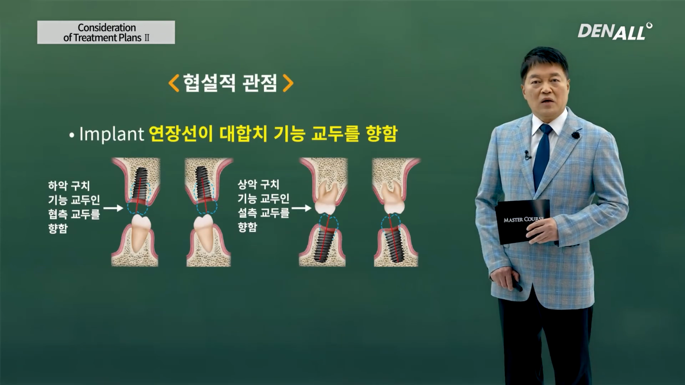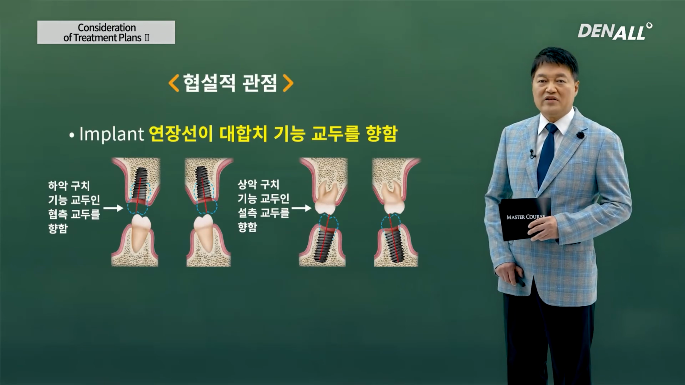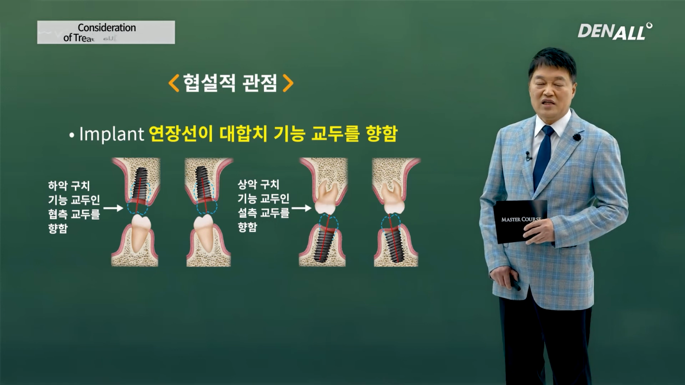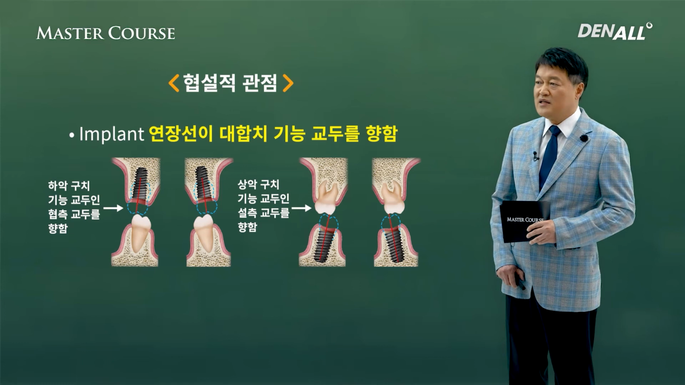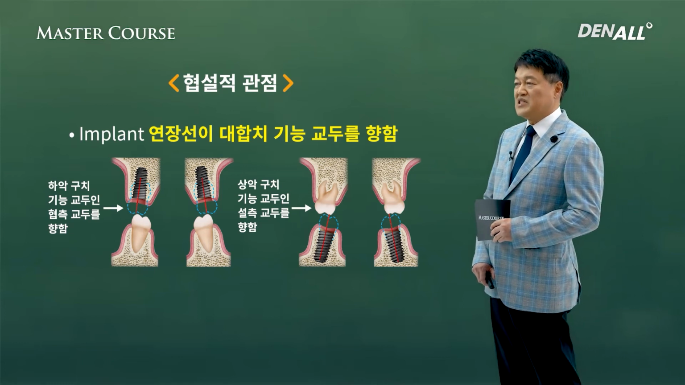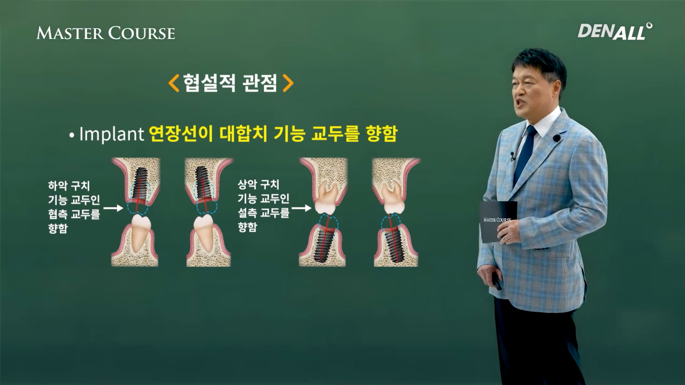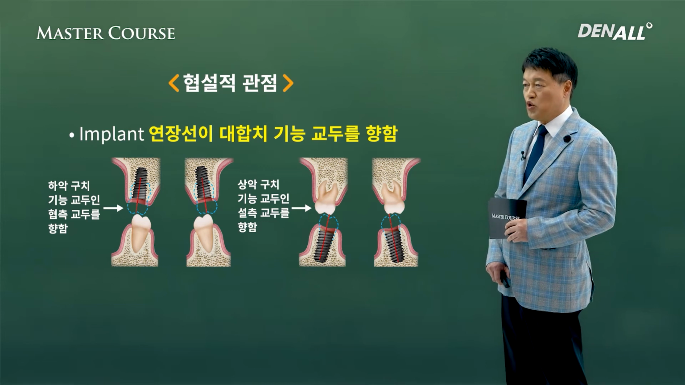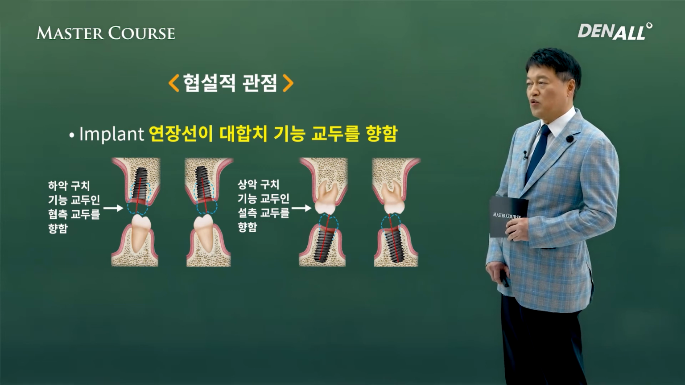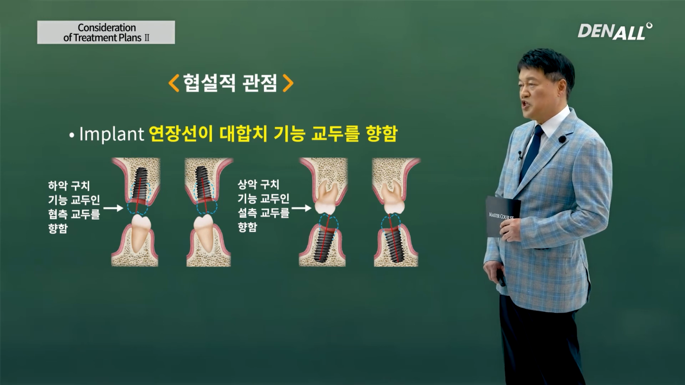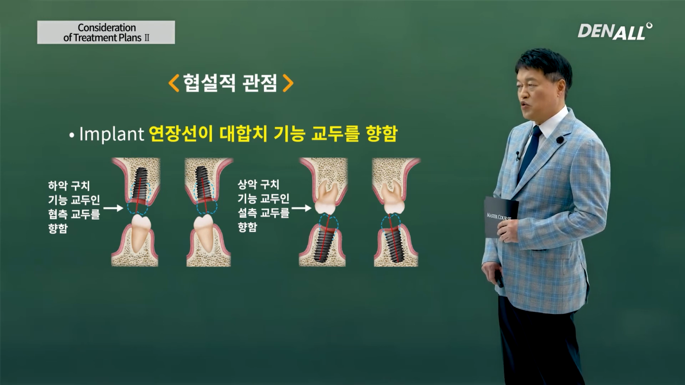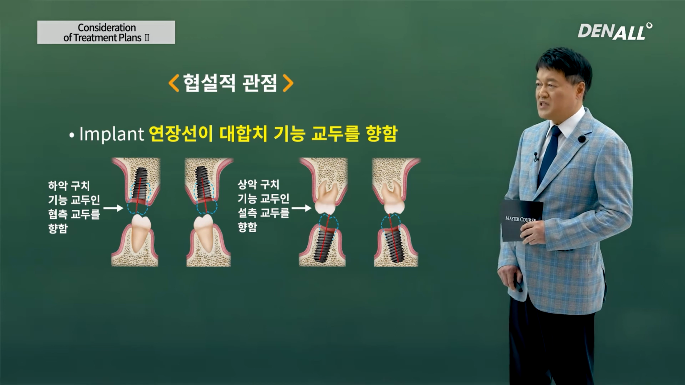From a buccolingual perspective, the extended line from the implant should head towards the functional cusp of the opposing tooth. When you're placing an implant in the upper, the implant position needs to be towards the lower posterior's functional cusp or buccal cusp, and when doing it in the lower, the position needs to head towards the upper posterior's functional cusp, the lingual cusp.